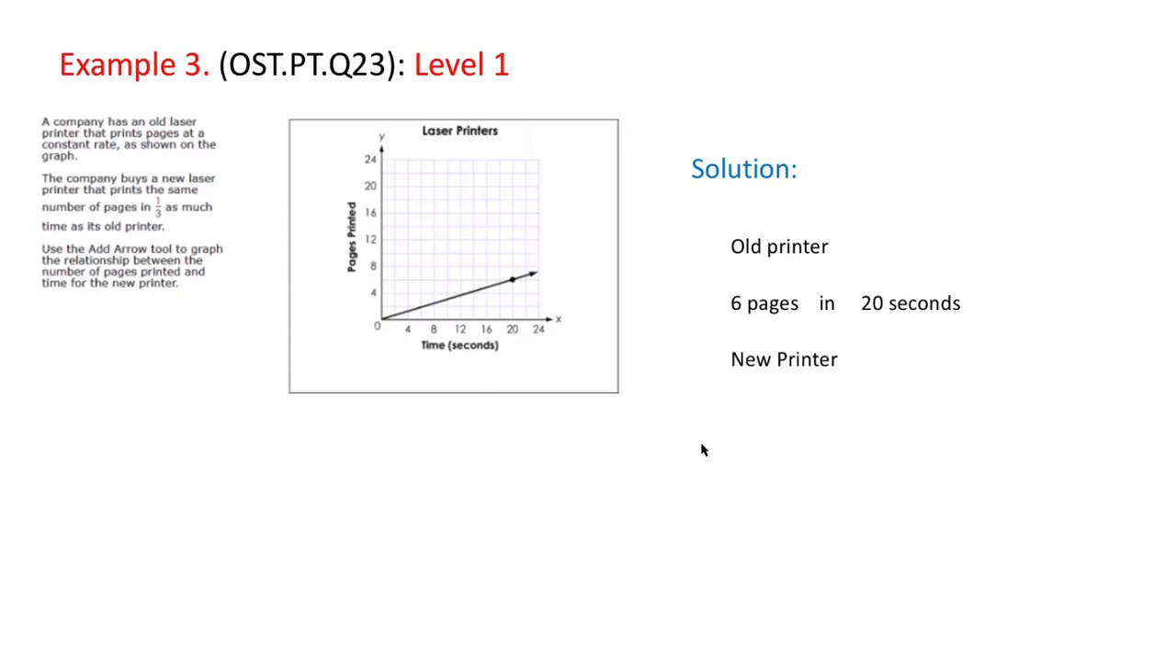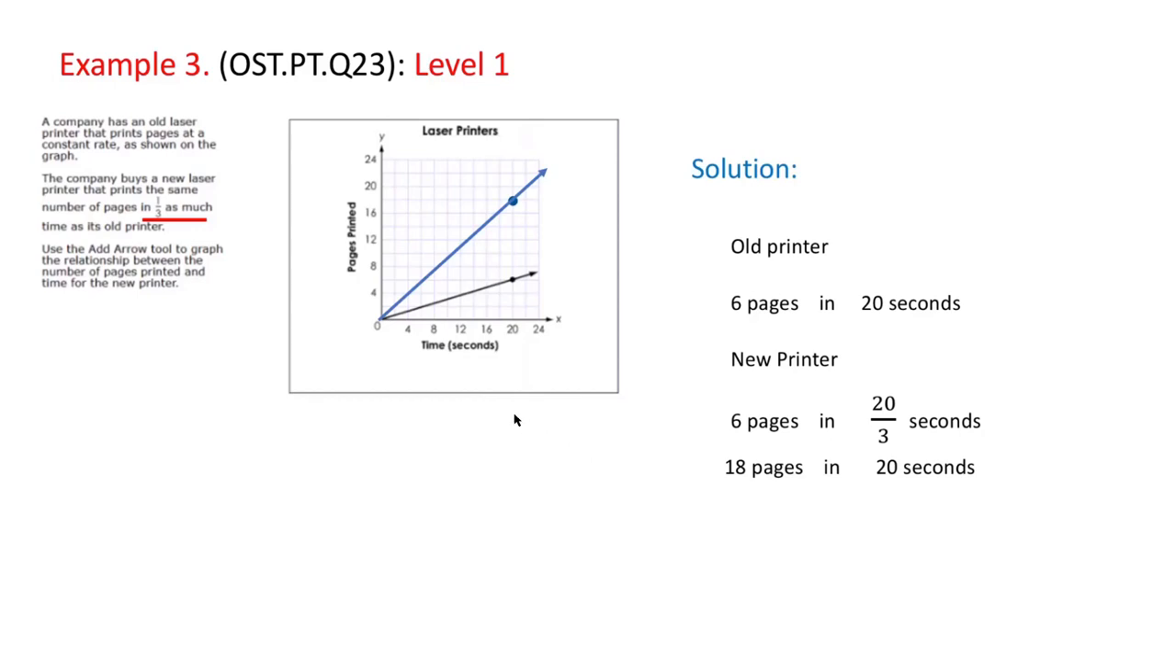The new printer, it's 1/3 as much time as its old printer. So which means 6 pages will be done in 20/3 seconds, 1/3 of the time. So if you multiply this by 3, you get 18 pages in 20 seconds. So in 20 seconds, 18 pages, right here. 20 seconds, 18 pages, and you draw a line through 0 and this point, and you are in good shape here.